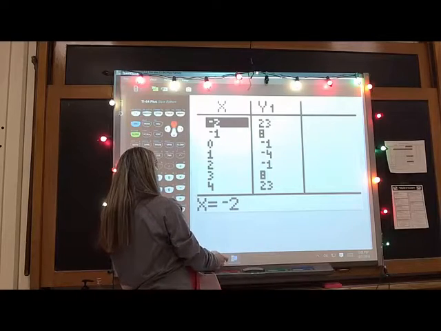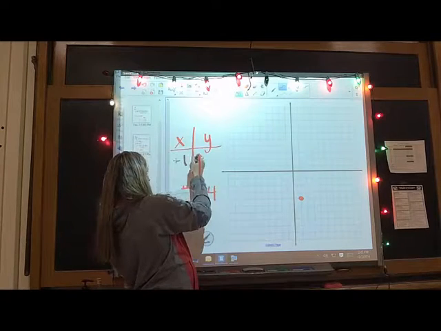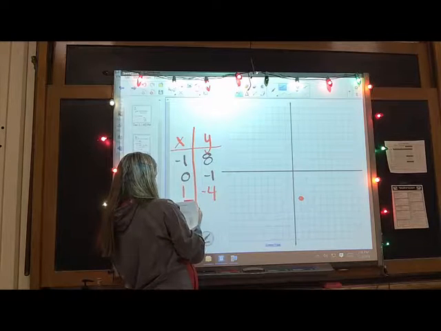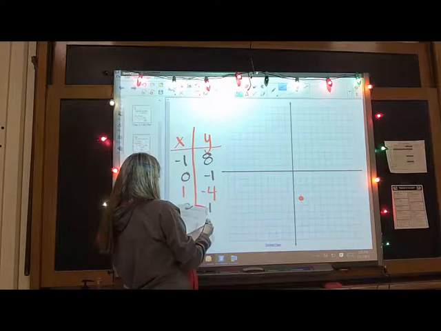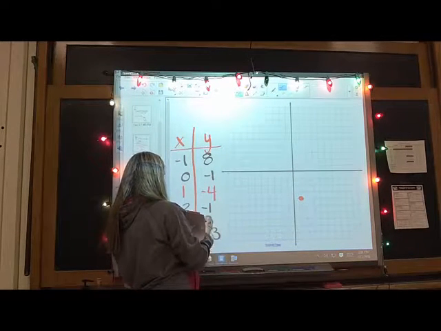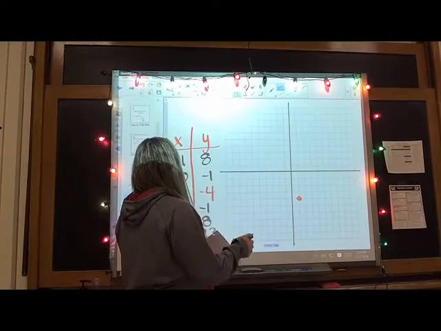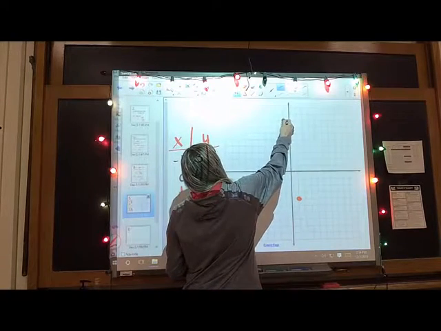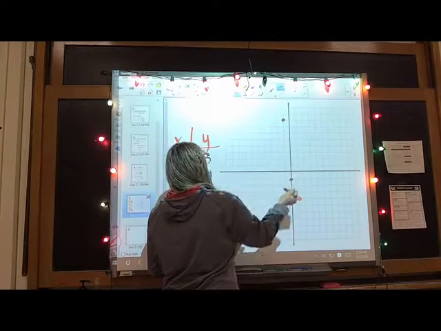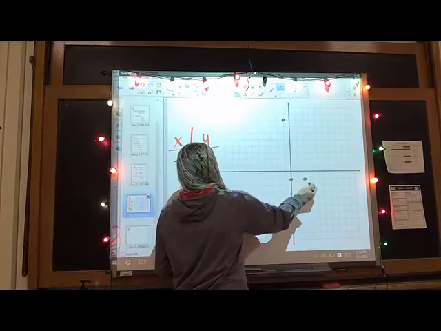So let's go ahead and fill out our table. We have (negative 1, 8), (0, negative 1), (2, negative 1), (3, 8), and I guess (4, 23). So you're going to go ahead and plot those points on your graph. Let's see, (negative 1, 8), (0, negative 1), (1, negative 4), you already have that, (2, negative 1), and (3, 8).